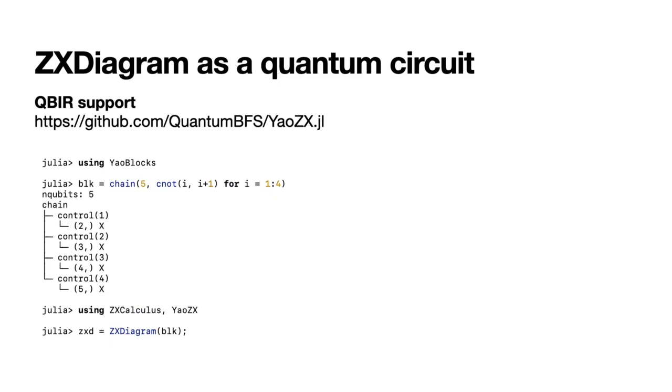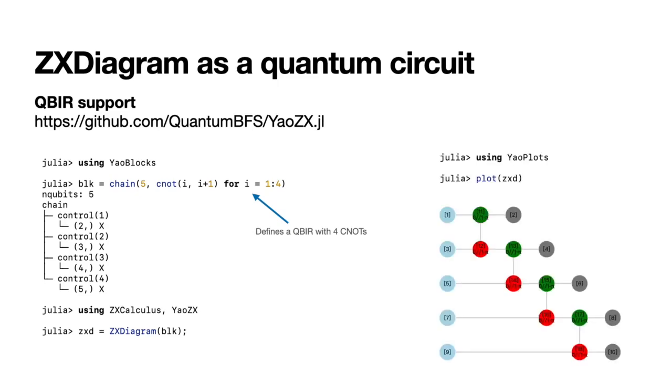Moreover, we can use the YaoZX package to do conversion between QBIR, the quantum block intermediate representation, and the ZX diagram. For example, we first create a quantum circuit with 4 CNOT gates in the Yao blocks. Then, using YaoZX, we can convert it to a ZX diagram. Here is the ZX diagram we get.